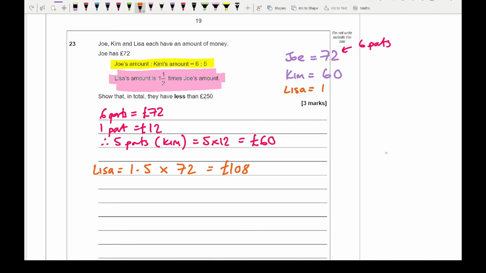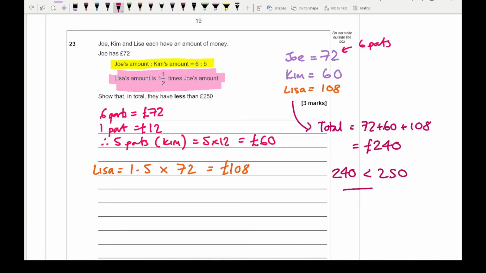So Lisa is going to have £108. Then the grand total of this is going to be 72 plus 60 plus 108, and if I add all that up, I get a total of 240. And 240 is less than 250. And so there we have proved what they wanted us to show.